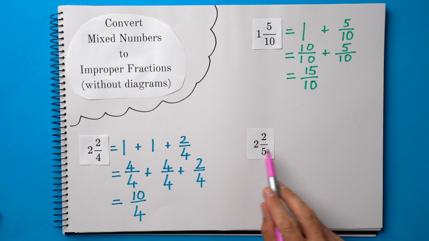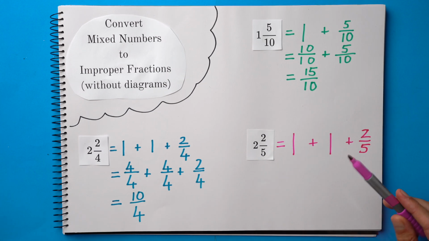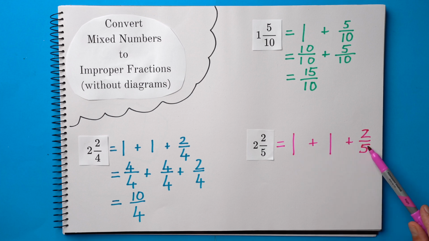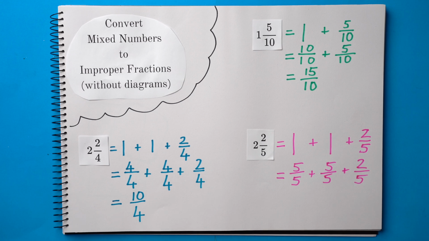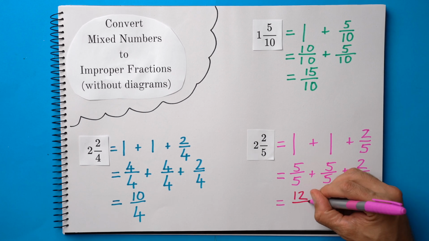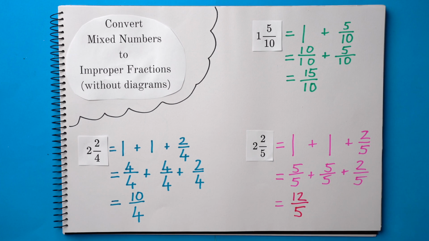And the last one, 2 2/5. 1 plus 1 plus 2/5. Since 1 is the same as 5/5, we can write it as 5/5 plus 5/5 plus 2/5. And since they're all fifths, meaning they're the same size parts, we just need to add them together. We can add 5 plus 5, which is 10, and 2 more is 12, giving us 12/5.